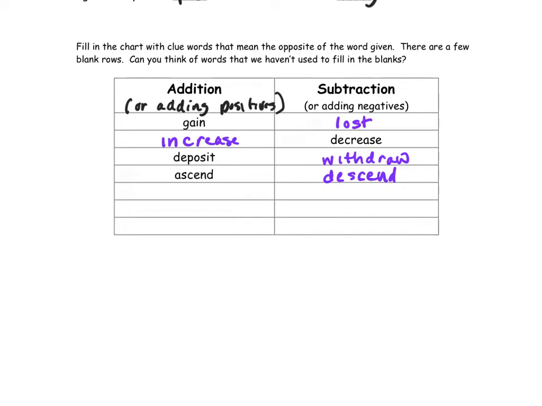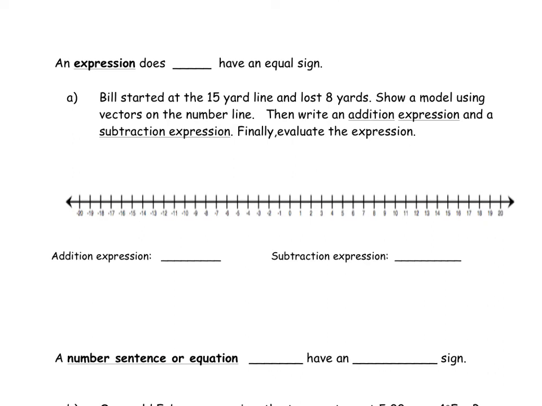So if you can start filling in a couple of these blanks, I'd love to see your list of words that you've created. If you can think of two opposite words that might mean addition and subtraction, or adding positives and adding negatives, please stop the video, and you may continue when you have this finished. So now on the back side of this paper, we're going to try to take those words given to us in the form of a paragraph and see if we can write an expression or a number sentence.